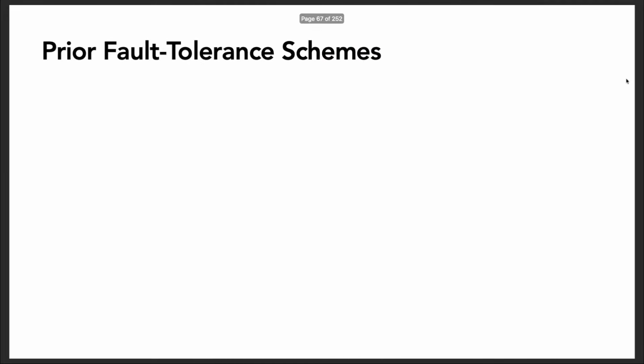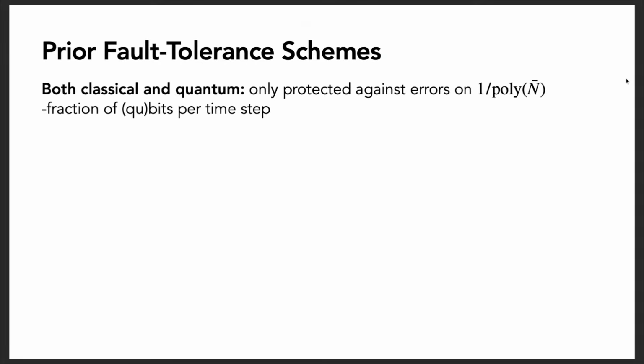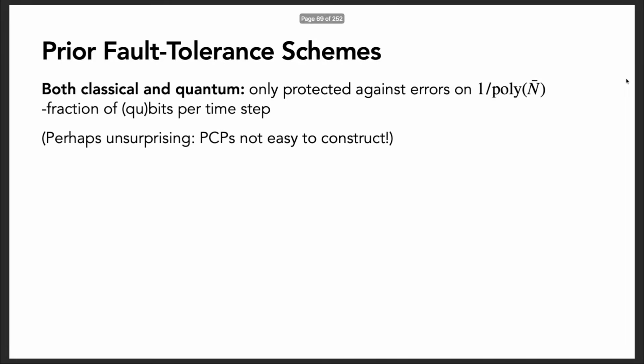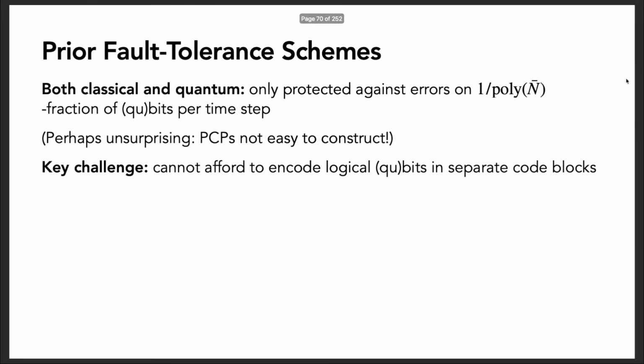Maybe I'll actually do one more slide. I'll give a brief overview of what was previously known. Previously, it was known how to get both classical and quantum fault tolerant schemes that tolerate an inverse polynomial fraction of errors per time step. Maybe it's not surprising that classical schemes were too weak to construct PCPs, because people had to work so hard to construct PCPs. It might be a little surprising if someone had constructed a fault tolerant scheme sitting out there that actually gives a PCP.